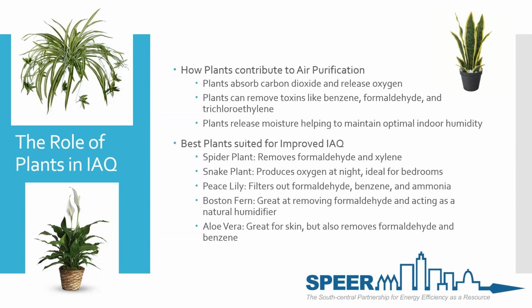Peace lilies filter out formaldehyde, benzene, and ammonia. Boston ferns are great for removing formaldehyde and acting as a natural humidifier. And then aloe vera, even though it's good for the skin, also removes formaldehyde and benzene. So sounds like those plants might be good also in and around cabinets, kitchen areas where formaldehyde used to be present in the past. You may not have that in your cabinets currently right now, but it seems like these are good things that you can actually put in to help purify the house itself.